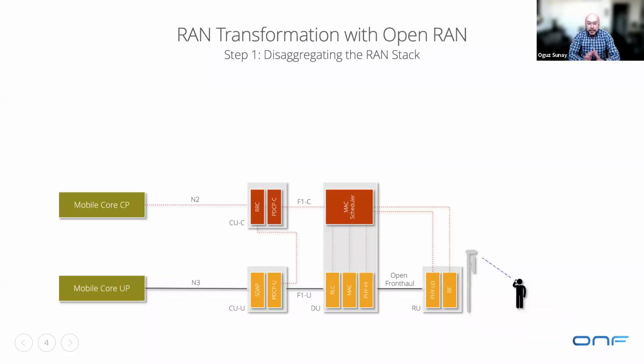So let us now look into the RAN transformation with OpenRAN. This will take place in two dimensions. First is the disaggregation of the RAN stack into 4 components and realizing them in distinct locations: radio units at antenna sites, distributed units at cell sites, and central units, with control and user planes separated, as virtualized workloads running at an edge cloud.